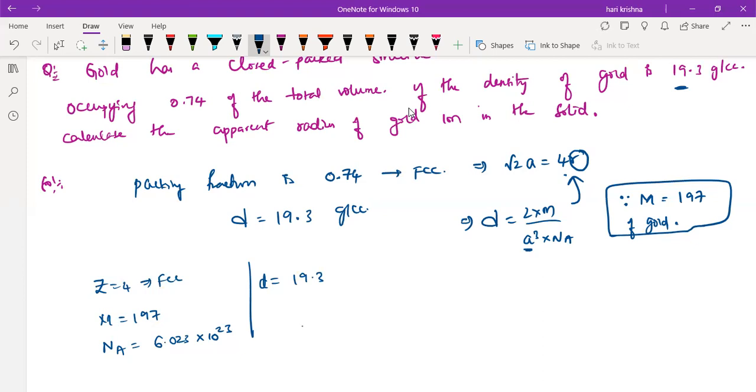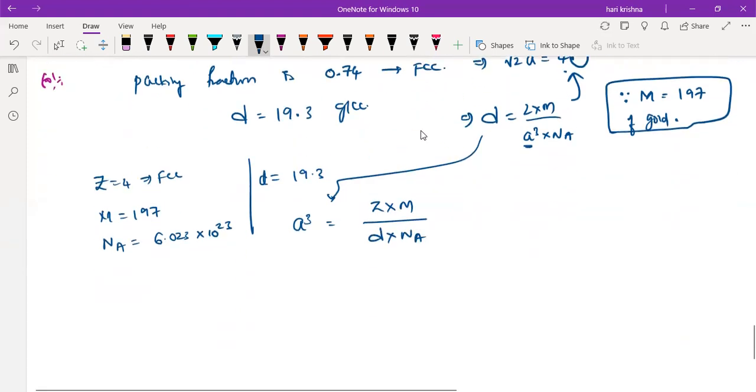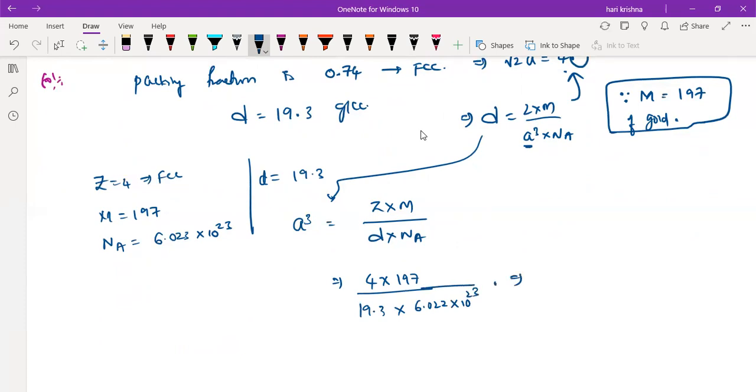If you want a cube, a cube equals, from this formula, Z into M by D into NA. So what is the Z value? 4. M value is 197, D value is 19.3, and NA value is 6.022 into 10 power 23. From that you will get a cube value, and if you take the cube root, you will get the a value. What is this value? Anyone of you can tell me the answer.